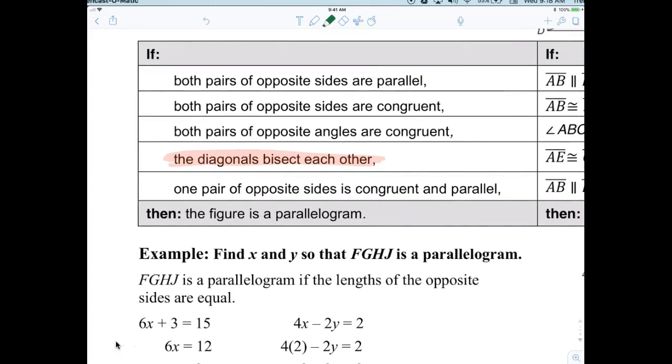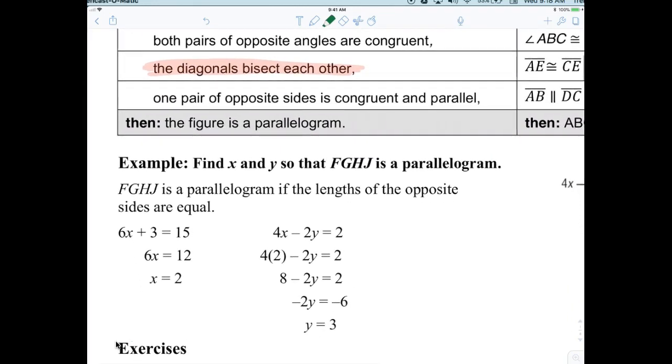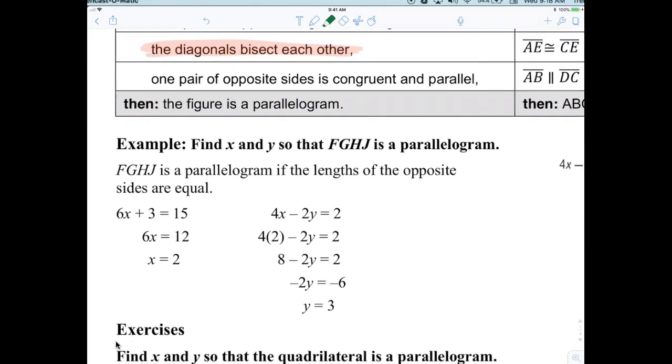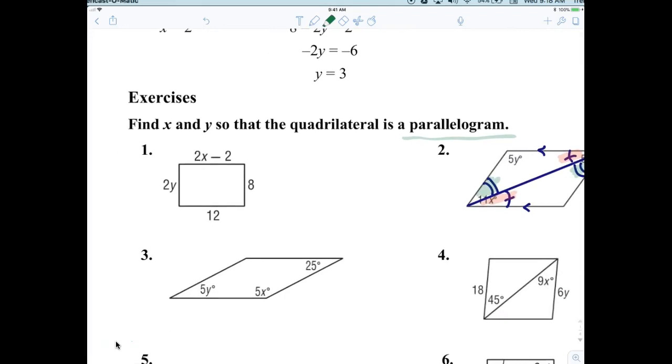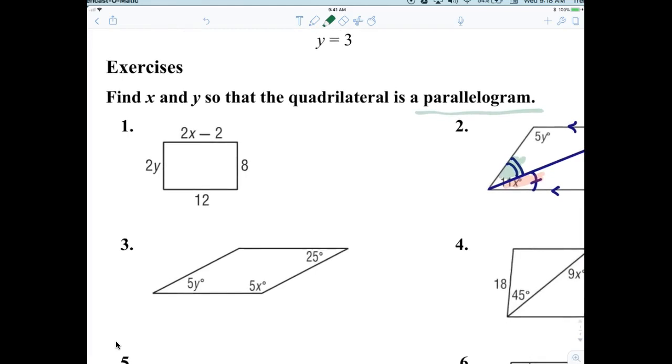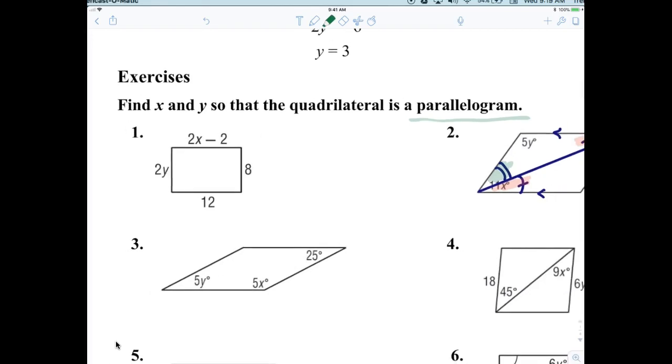If it's a parallelogram, the opposite sides are parallel. The opposite sides are congruent. Opposite angles are congruent. The diagonals bisect each other. You see that? So now it's telling you that these are parallelograms. Because they're parallelograms, opposite sides are equal. So you would say 2x minus 2 equals 12. And anything else that goes there?